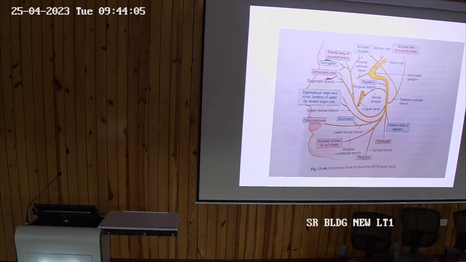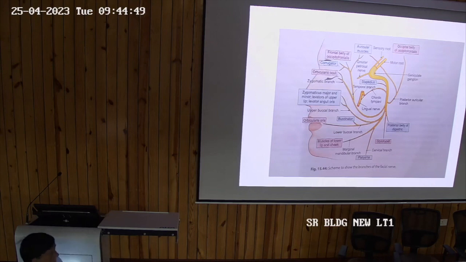Now coming downwards, here are two more branches. One is supplying the posterior belly of the digastric muscle. Have you read the digastric muscle? It has an anterior belly and a posterior belly. The posterior belly is supplied by the branch of the facial nerve, and the anterior belly is supplied by? Yes, that is from the mylohyoid nerve. So this nerve arises and supplies the posterior belly of the digastric muscle.